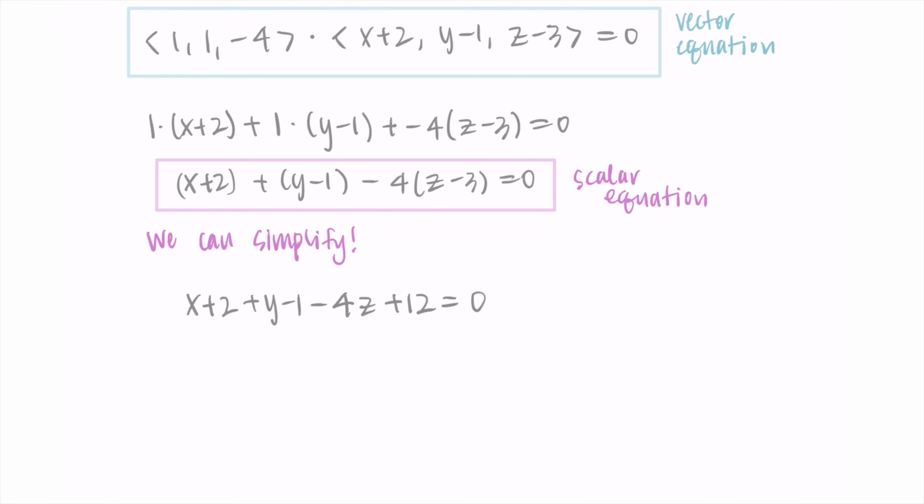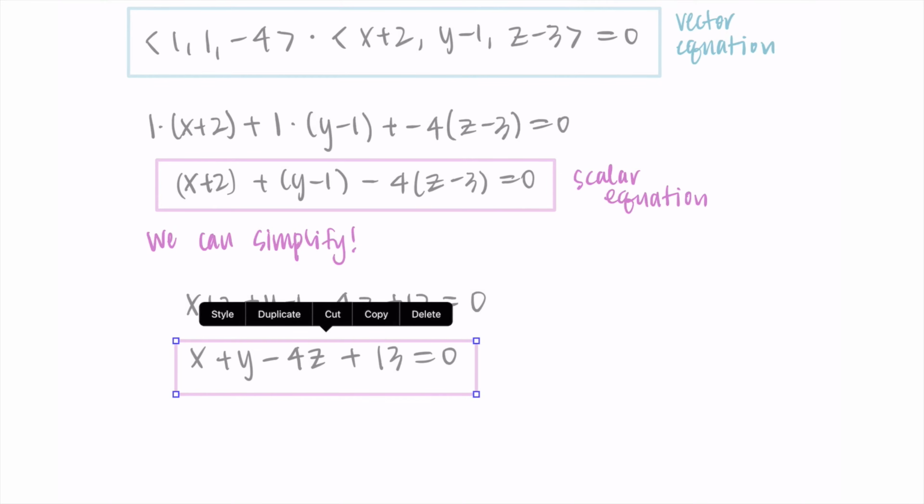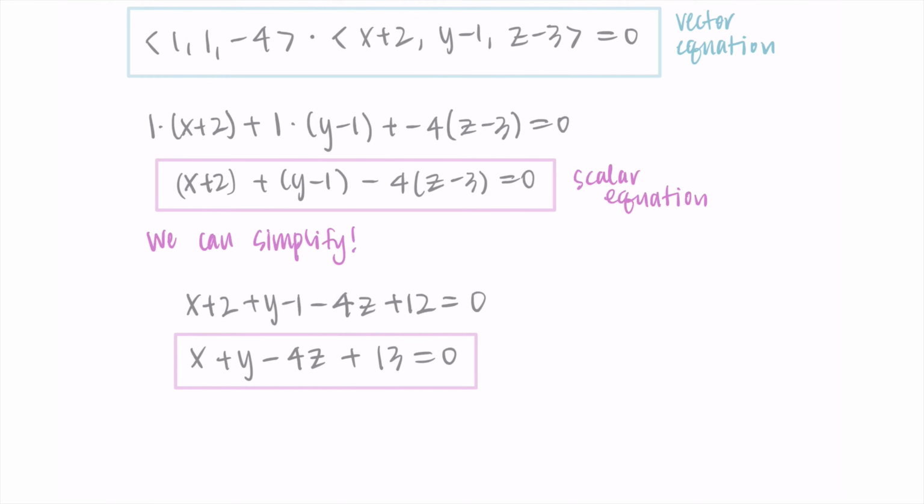Then I'm going to combine like terms. So I leave my x plus y minus 4z alone, and I'm going to put the other things together. So 2 minus 1, that's a 1. And then I'm going to add 12, so 1 plus 12 is a positive 13. And so here, this x plus y minus 4z plus 13 would be like my simplified scalar equation. And I think this one's just a lot nicer to look at, and it really didn't take that much work to get there.